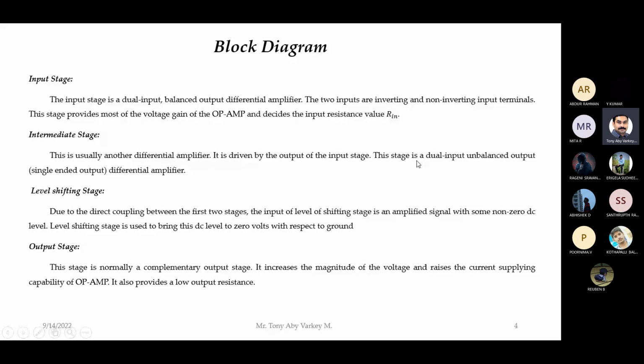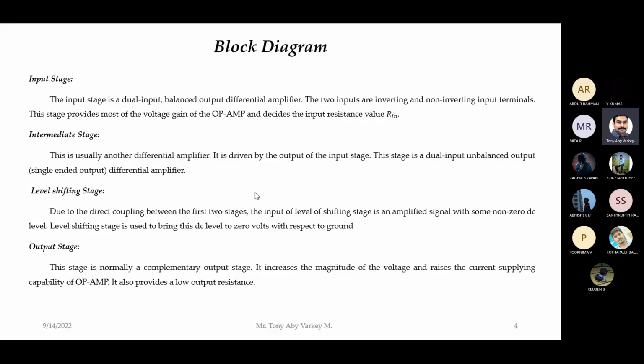Now this stage is a dual input unbalanced output. Unbalanced output means only a single output is there. That is why it is called unbalanced output. Then the level shifting stage: due to the direct coupling between the first two stages, the input of the level shifting stage is an amplified signal with some non-zero DC level. So some DC will be added to it. To overcome that, we are using this level shifting stage.